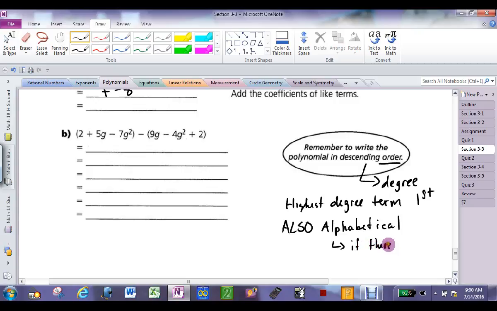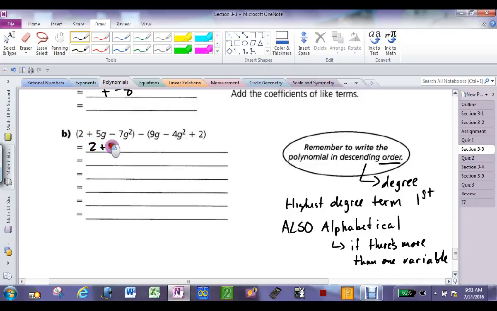If there's more than one variable. Now in grade 9, we only deal with one variable. So all we care about in grade 9 is descending order of degree. Understand? Okay, so here we go. I've taken away the thinking. I've left you lines if you wish to use them. I, of course, am going to fill in every line.